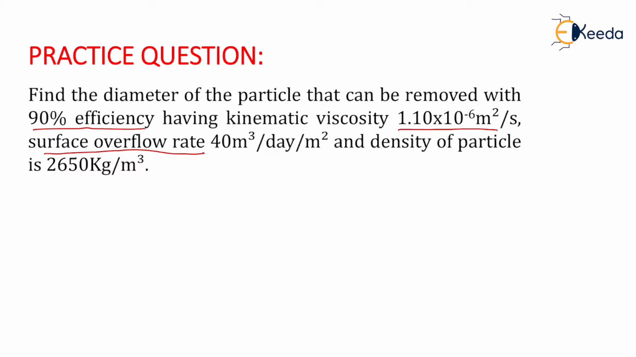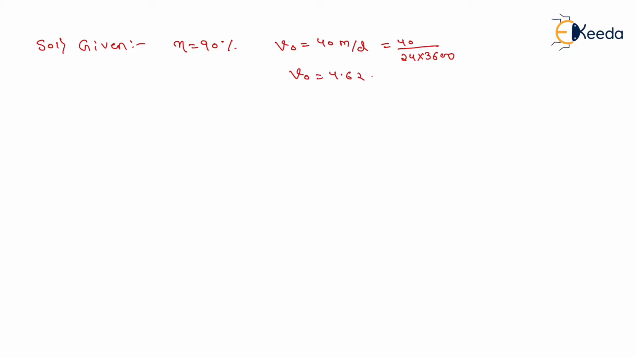Okay, so for the calculation of diameter, we need to write the given quantities first. Now the given will be what? Efficiency is given as 90%. V0 is also given, that is 40 m³/day/m², which will be equal to 40 m/day. Now we want to convert this meter per day into meter per second. For the conversion, we need to divide this value by 24 × 3600, and we will get the answer of V0 as 4.629 × 10^-4 m/s.